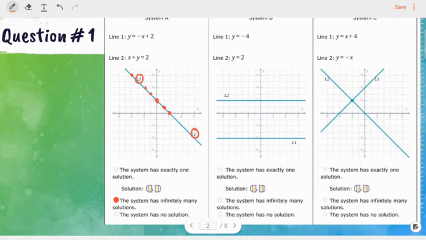Part B, I notice that the lines are parallel. These lines never cross, so never is one dot on both lines. So on part B, I would say there is no solution.